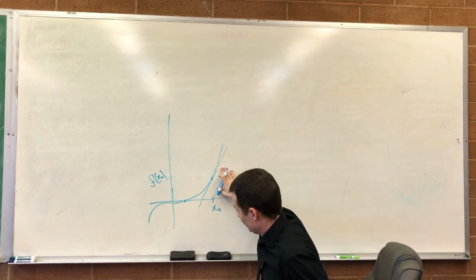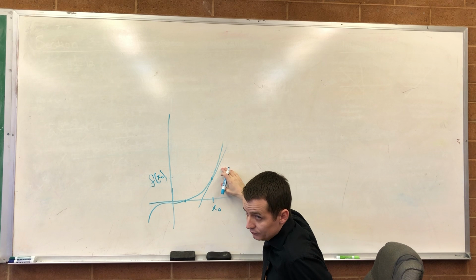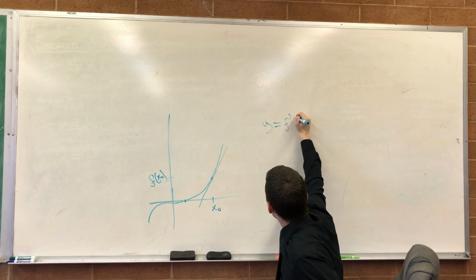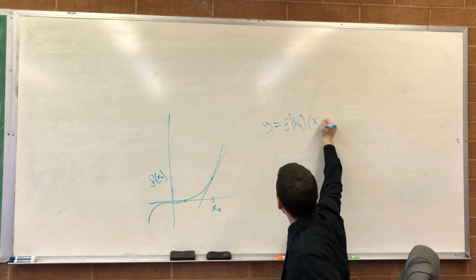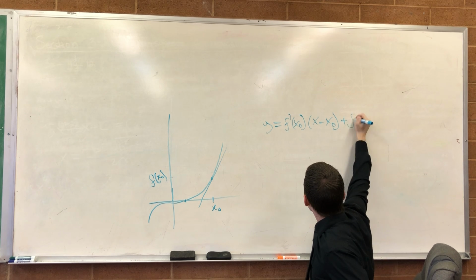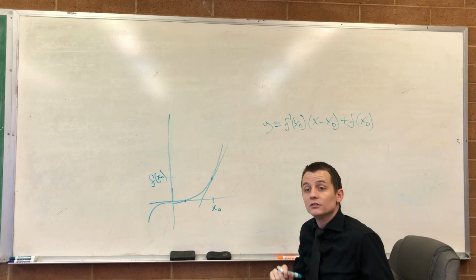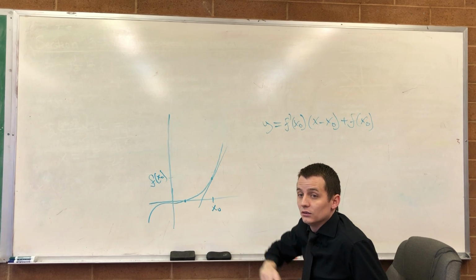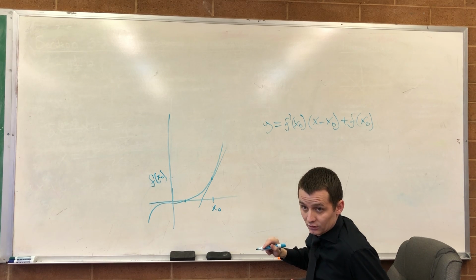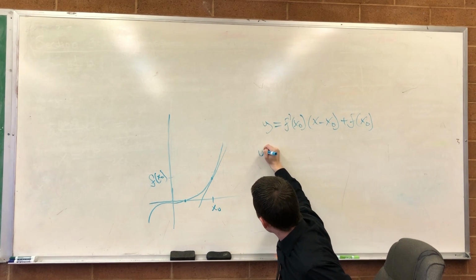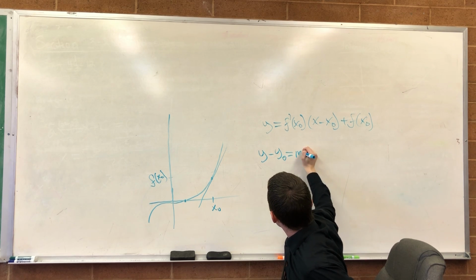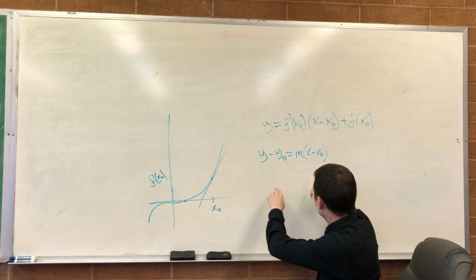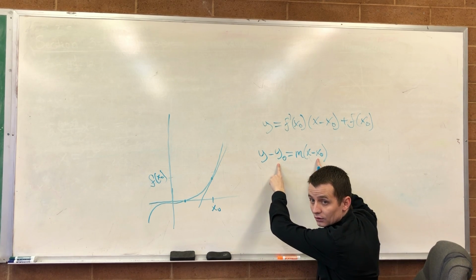What is the equation of this tangent line? So y is equal to f prime of x naught, or m, times x minus x naught, plus f of x naught. Just the equation of this tangent line. You see how I'm getting that? You're used to the equation y minus y naught is equal to m times x minus x naught. This is the equation of a line that goes through the point x naught, y naught, with slope m.